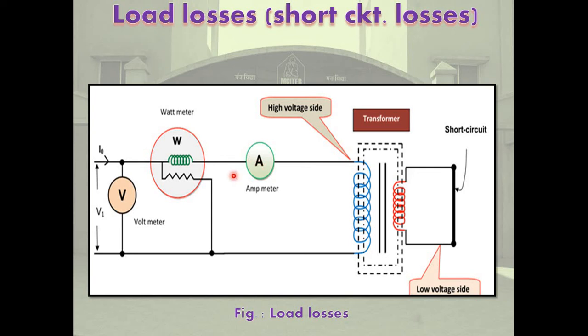With rated current on secondary side, the input power represents total load loss. This is measured and it is adjusted to standard reference temperature 75 degrees Celsius for class A, E, B insulation. The total loss includes copper loss, I square R loss, and a small core loss. It's 5% of copper loss. The loss measured in this test is useful in determining efficiency of power transformer.